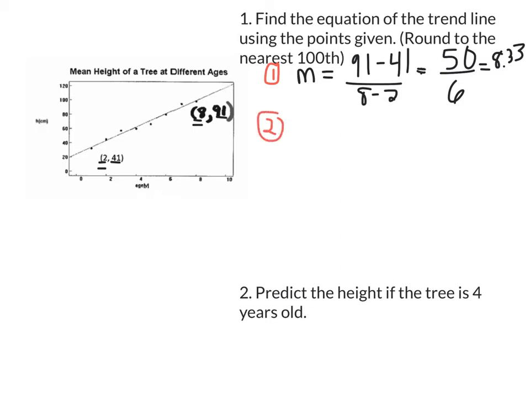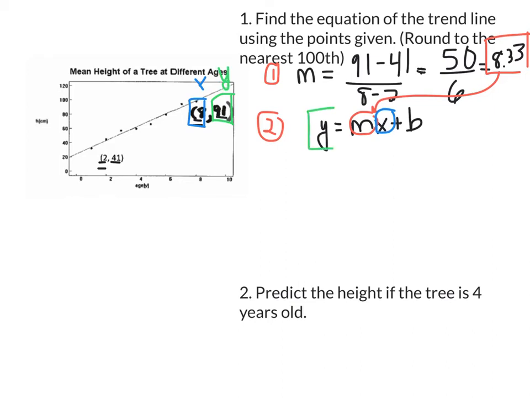So we're going to take our equation, y equals mx plus b. We're going to plug 8.33 in for our slope, and then we're going to pick one point. It doesn't matter which point. So I picked the first one last time. I'm going to pick the second one this time. And I'm going to plug 8, which is the x coordinate, in for x, and 91, which is the y coordinate, in for y.